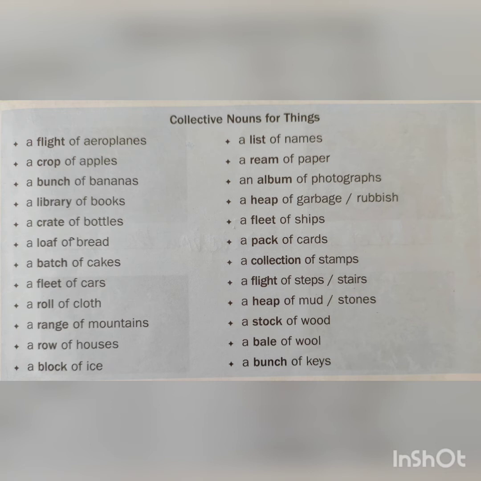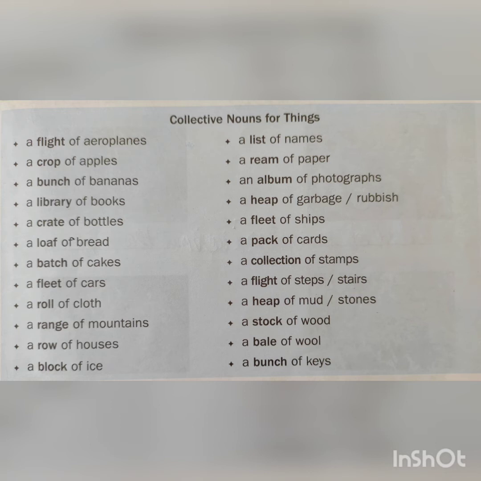A block of ice. Block means a solid, straight-sided piece of hard material. A list of names. A record of short pieces of information. A ream of paper. Ream means a standard measure of paper equal to 500 sheets. An album of photographs. A book with pages for keeping photographs or other paper objects that you have collected and may want to look at in the future.